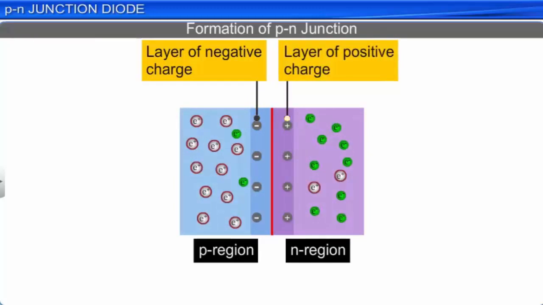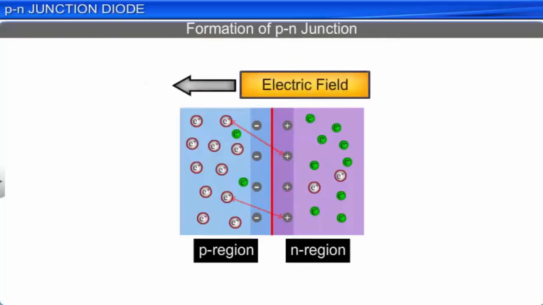The layer of stationary negative charges towards the p side of the junction opposes the diffusion of electrons from the n side. Similarly, the layer of stationary positive charges towards the n side of the junction opposes the diffusion of holes from the p side. This creates an electric field near the junction, which is directed from the n side to the p side.